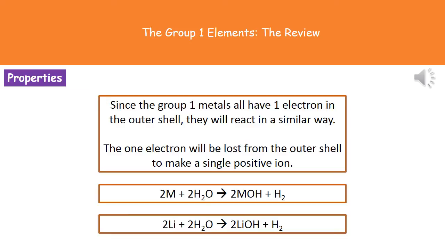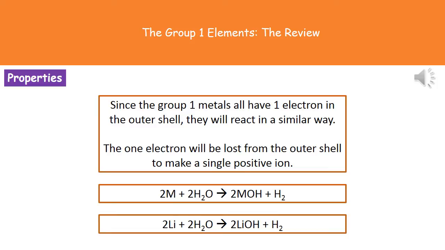Now, we noticed that when we put them into the water, they all react in a very similar way. And the reason that they react in this similar way is because of their electronic structure. All of our Group 1 metals have one electron in their outer shell. So what we actually find is, as they're reacting, they will lose that electron from their outer shell to make a single positive ion. What we can see at the bottom there then is the symbol equation for the reaction we've just talked about. M just stands for our metal, and then obviously the other chemical symbols are appropriate to the relevant chemicals.